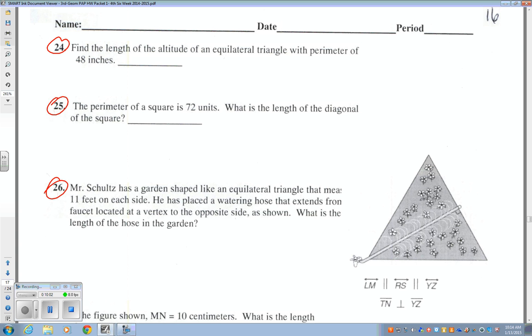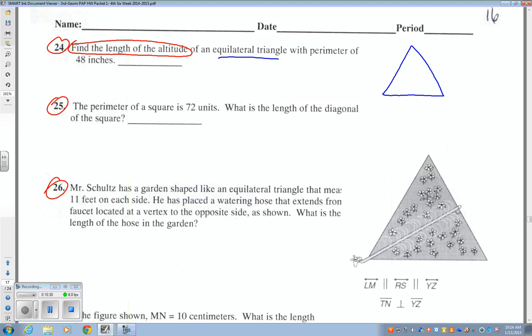All right, so on 24, find the length of the altitude of an equilateral triangle with a perimeter of 48 inches. What you're trying to find, I'm going to circle that, is the length of the altitude. The way these are going to be set up test-like is no picture. So what would be the first thing we need to do? Yeah, we got to draw the equilateral triangle.